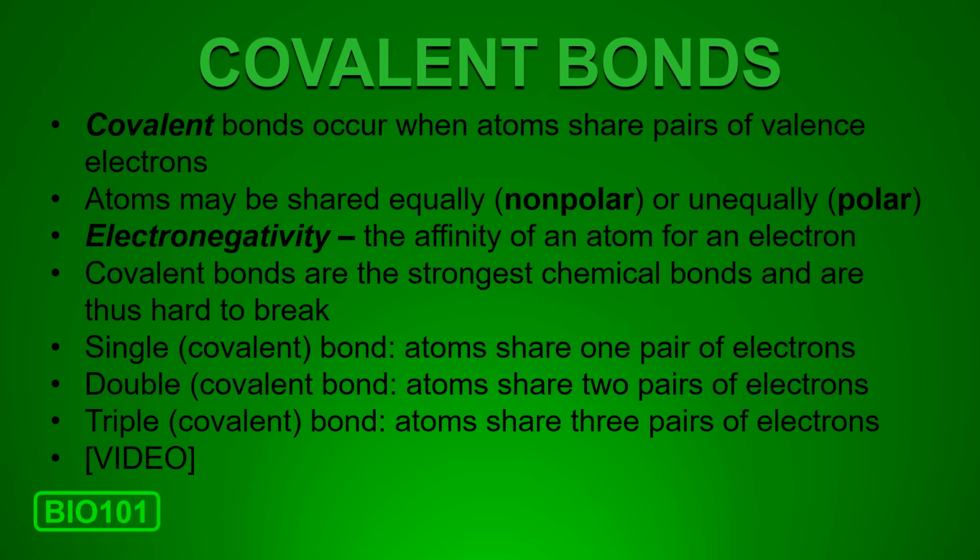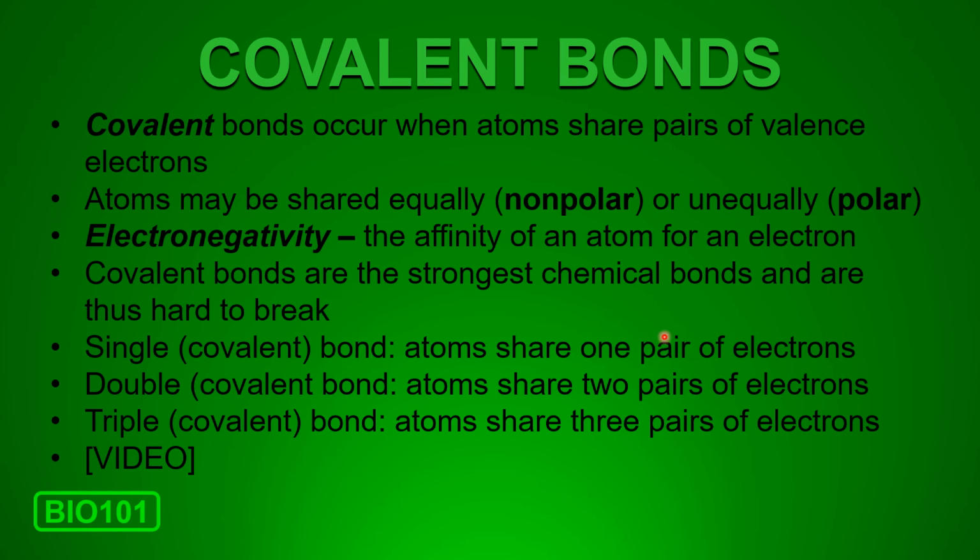All right, covalent bonds occur when atoms share valence electrons. They can be shared equally or unequally. If they're shared equally, we call that a nonpolar situation. If they're shared unequally, and we'll see this with water, we call that a polar covalent situation. The term here is electronegativity, and it's the affinity of an atom for an electron. So if an atom is largely positive and it has a strong draw of negative electrons to it, we call that electronegativity, and it is quantifiable.